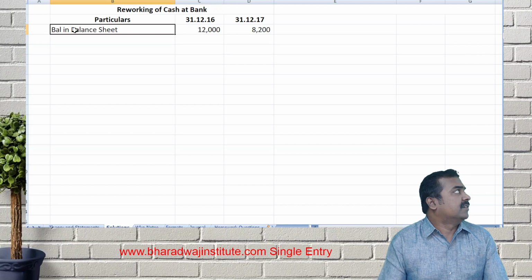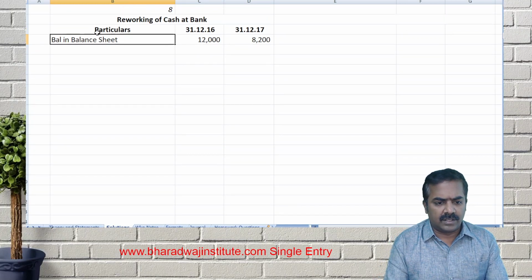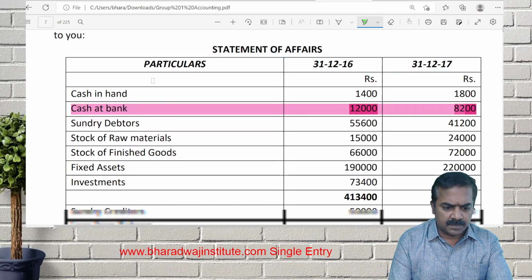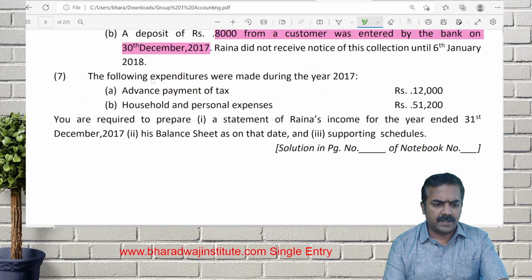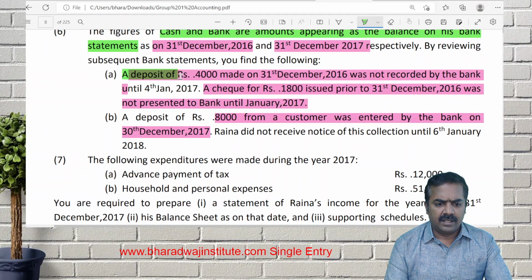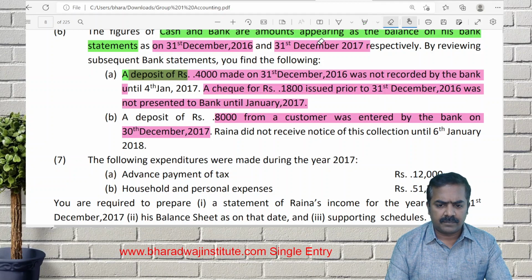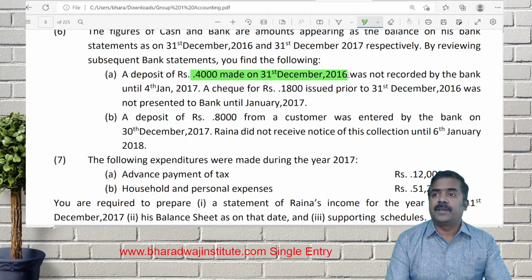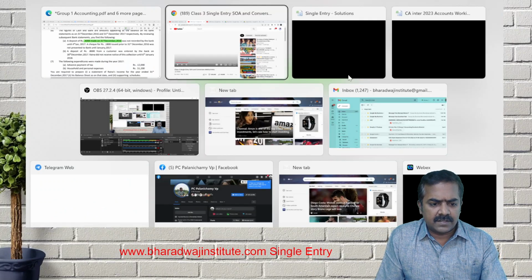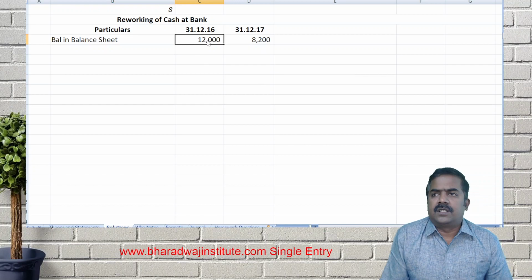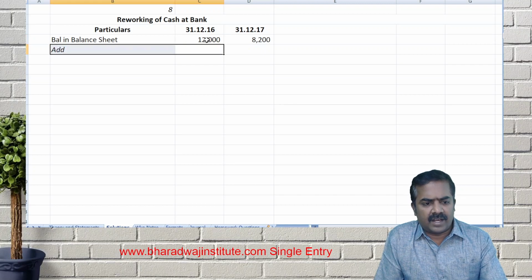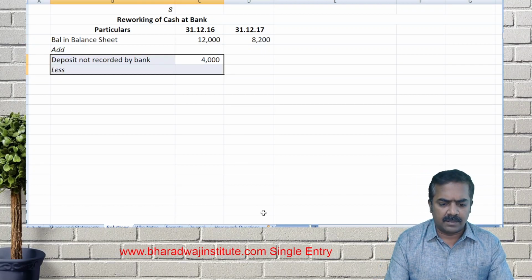What is the balance given to us in the balance sheet? 12,000 and 8,200. Look at the adjustments. Adjustment number 6A. A deposit of 4,000 made on 31st December was not recorded by the bank. Okay, which means this 12,000 does not include that 4,000. We have to include it. What will you do? Add that 4,000. Deposit not recorded in the bank, 4,000.